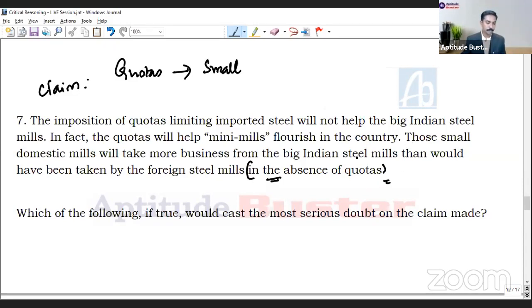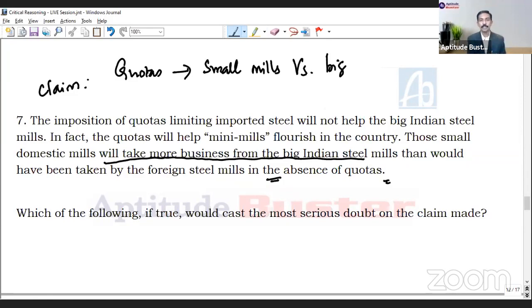So it says those small domestic mills will take more business from the big Indian ones. How do you understand this phrase, will take more business? Your entire ability to comprehend a text lies in it. Will take more business from big Indian steel mills means what? It means small mills would compete with big ones. That's what the author says.